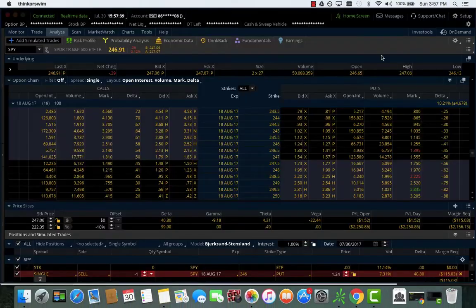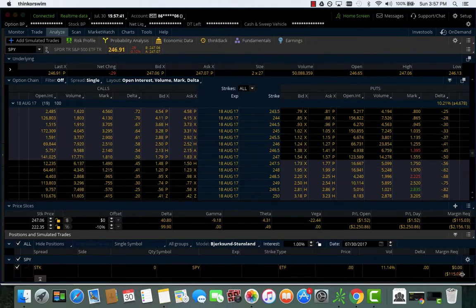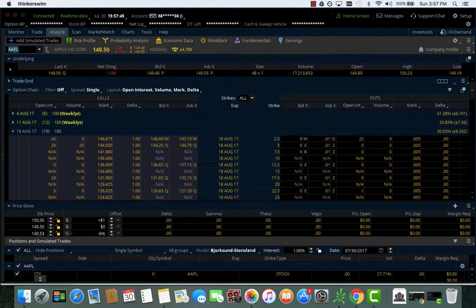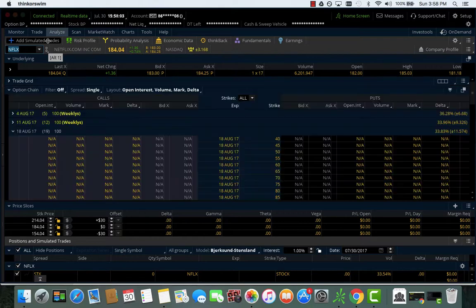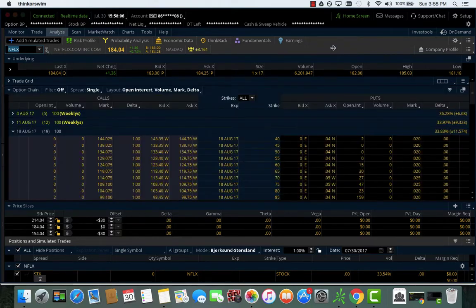Let's go to that Thinkorswim platform. Here, let's go to Apple, for example, right? And you can see here pretty clearly, Apple has 17.2 million shares traded in a single day. That's pretty good, right? That is super liquid. Let's look at Netflix. Less liquid, but still passes our test.